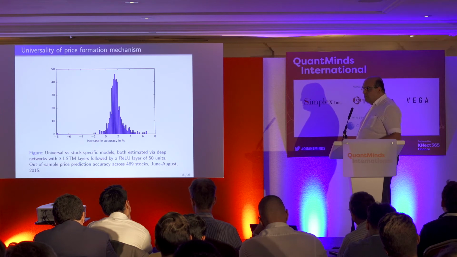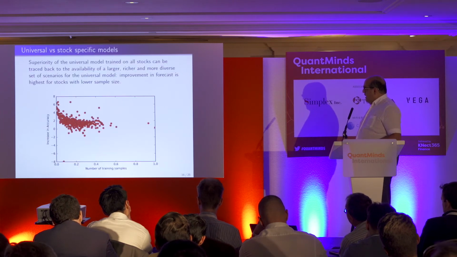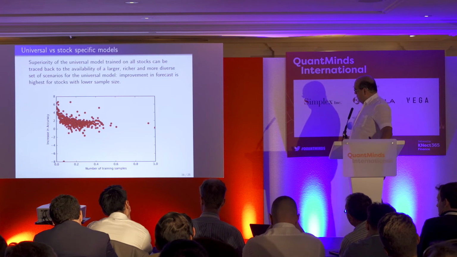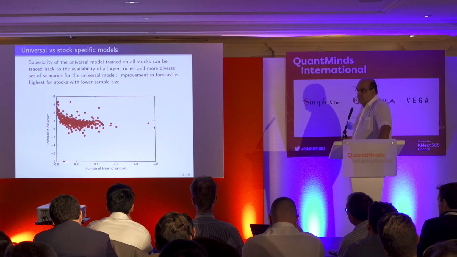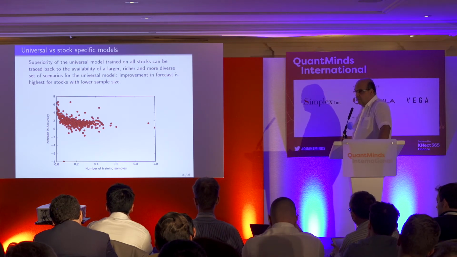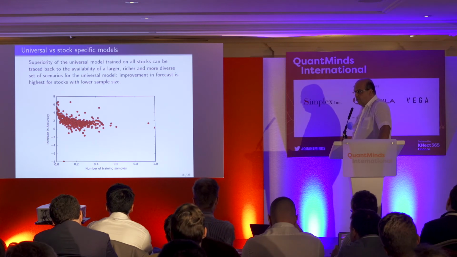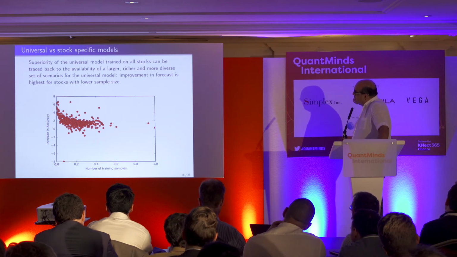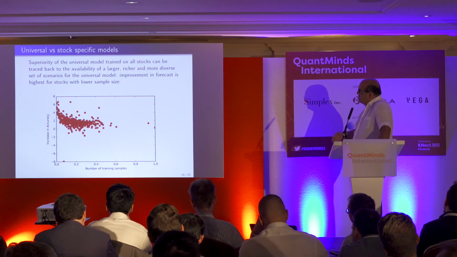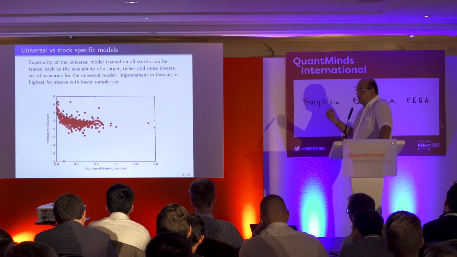And it beats the stock-specific model. Now, why does it do so? This graph shows you that it's a data size issue. The more data you have, the more you outperform. Here we look at the increase in accuracy versus the size of the training sample for each stock.